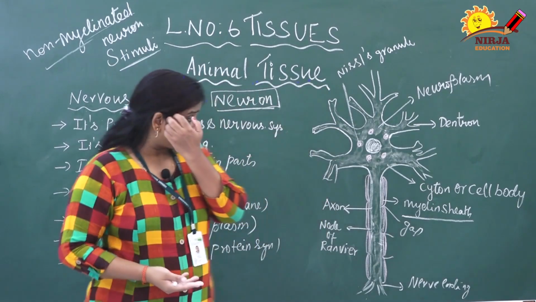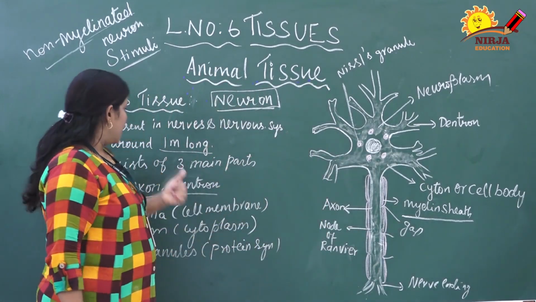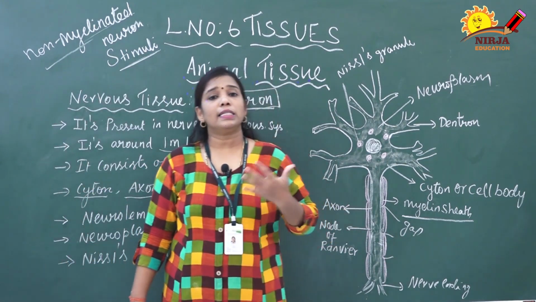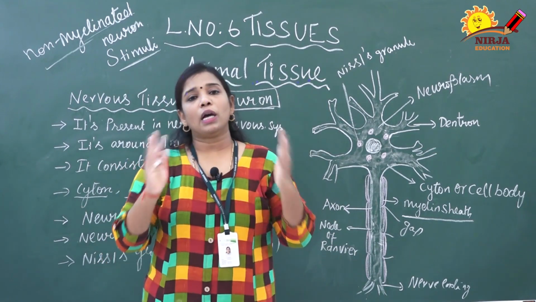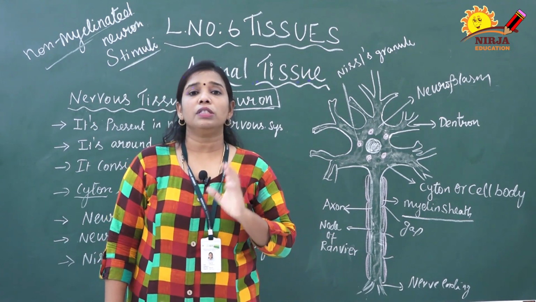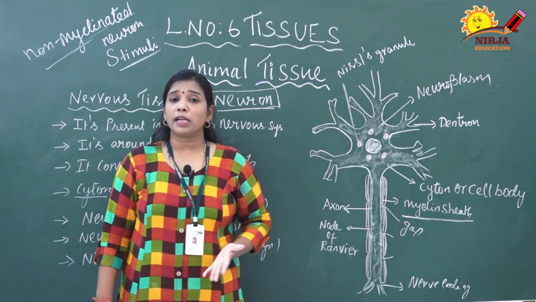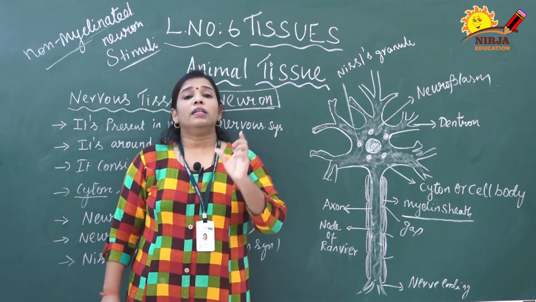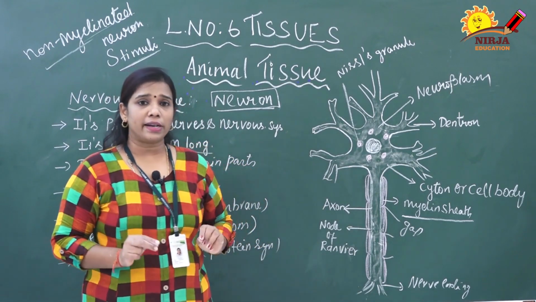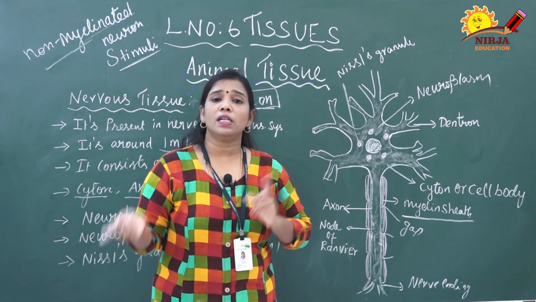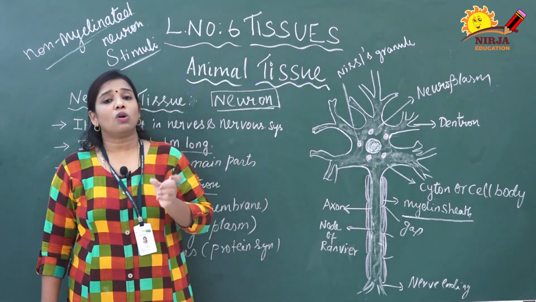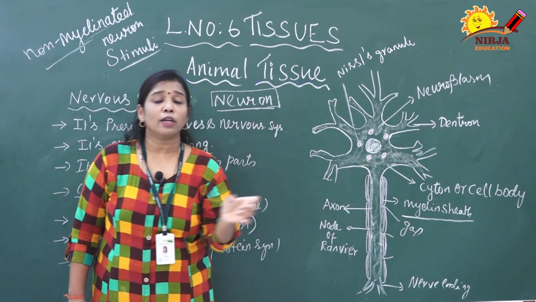Once again I repeat, the nerve cell consists of three parts: cyton, axon and dendron. The cyton is the head portion. It contains cytoplasm called neuroplasm, covered by a membrane called neurolemma. A large nucleus is present at the center, and it has granules called Nissl's granules. The function of Nissl's granules is synthesizing protein. Then the small hair-like structure that evolves outside from the cyton is called dendron or dendrites. It conducts impulses from one nerve cell to another. A long tube-like structure connected to the cyton is called the axon.